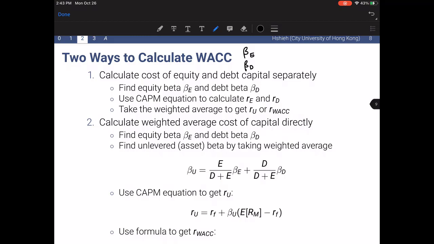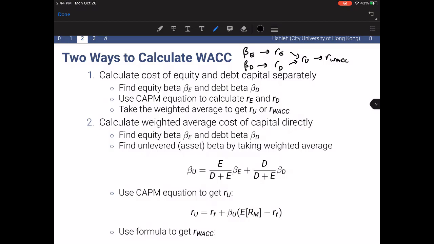From these betas, our next step based on method 1 is to compute the costs of capital using CAPM, and that's RE and RD. And then we combine these discount rates using the weighted average cost of capital formula. So we can get RU, or the unlevered cost of capital, and then account for tax shields to compute our WACC.